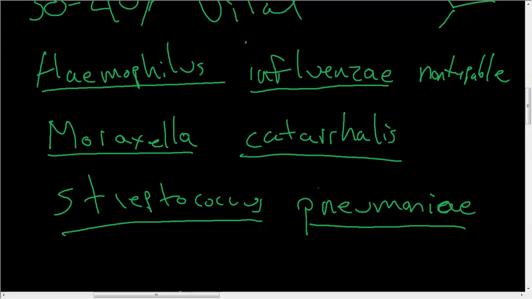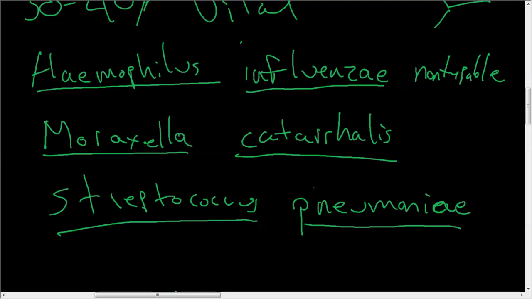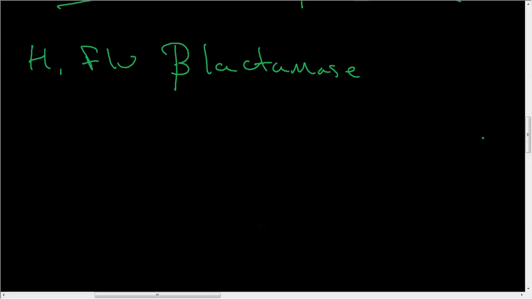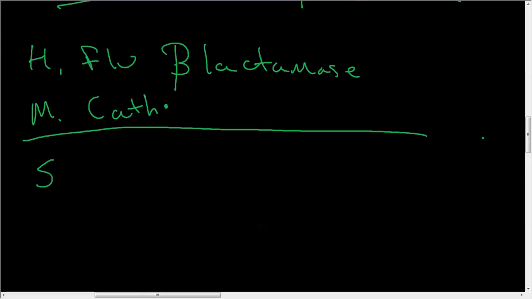All right, so what are their mechanisms of resistance to antibiotics? Well, H. flu is a beta-lactamase producer, as is MCAT. Strep pneumo has a different approach, and that is alterations in penicillin binding proteins.